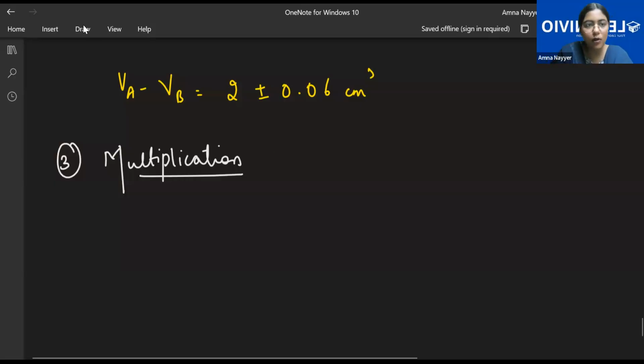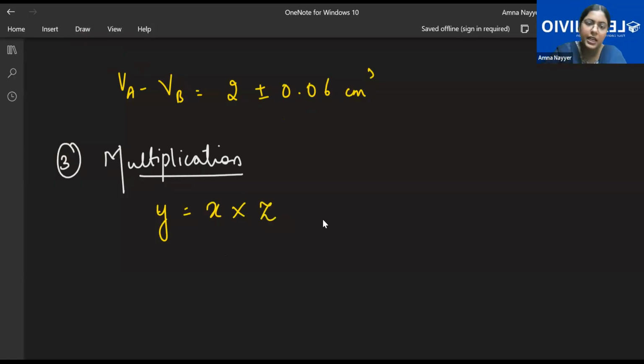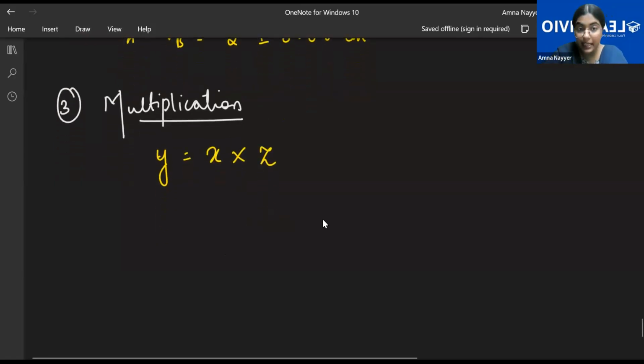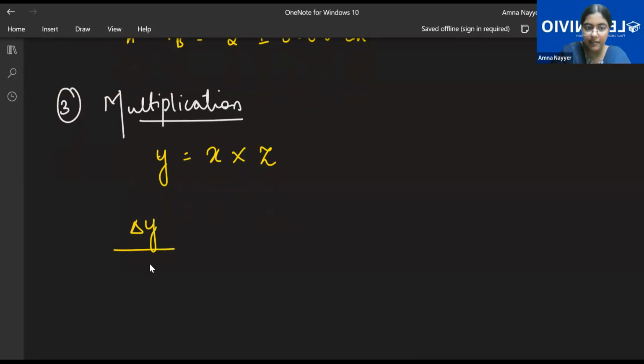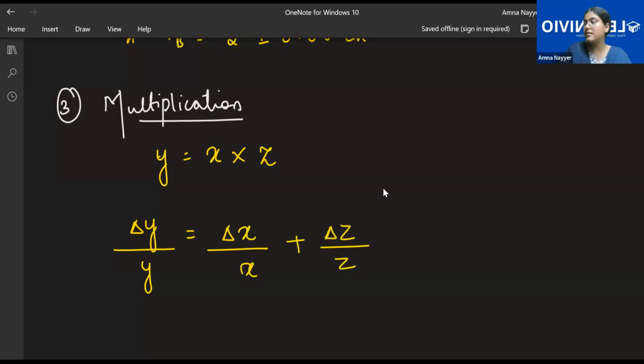See, for multiplication, what will be done? Let's say you have y is equal to x into z, some random thing. Now, when you are multiplying them, you have to take the mean absolute error value of y, delta y, divided by its true value, y, is equal to delta x divided by x plus delta z divided by z. This is how you write.